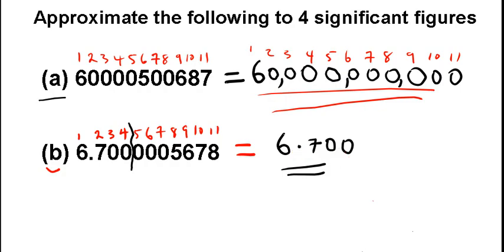But in question number A, there's no decimal point in this figure. Therefore, the remaining zeros that we added are not significant. Is that understood? We just added that to make sure we retain the place value of the initial figure. I hope that's well understood.